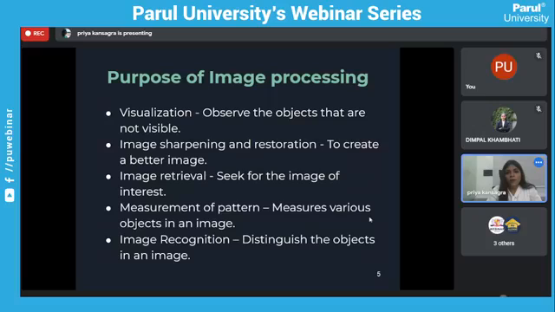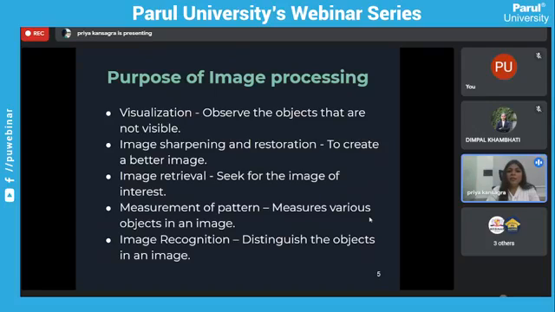Now, what is the purpose of image processing? We have certain purposes: visualization, image sharpening and restoration, image retrieval, measurement of pattern, and image recognition. These are the purposes of image processing. We should be able to observe objects that are not visible. Objects which are not visible should be made visible by image processing.